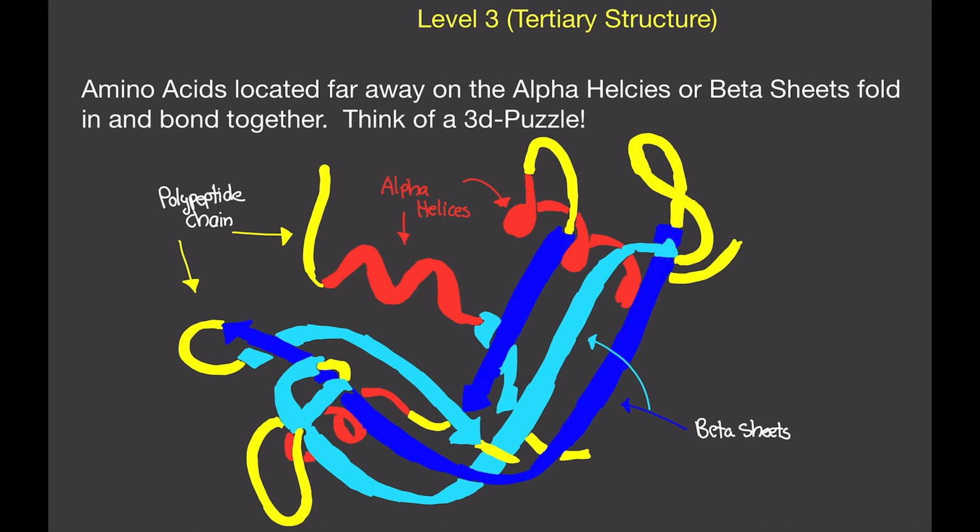The tertiary structure, or level 3, is when far away amino acids in that alpha helix or beta sheet we just created bond together. So they fold in and bond together. So it's like a 3D puzzle if you've ever done one. So it's a huge mess here. But let's break down what's happening.